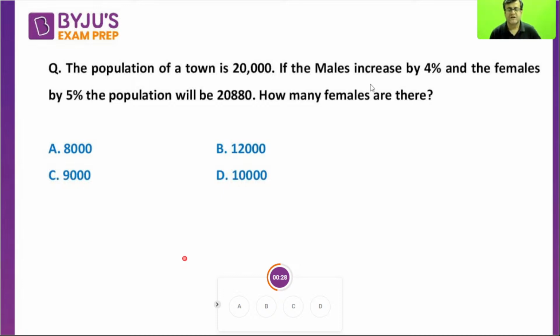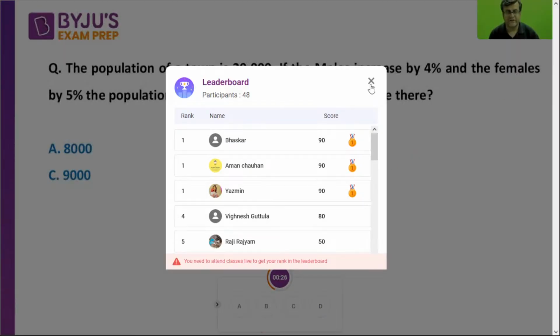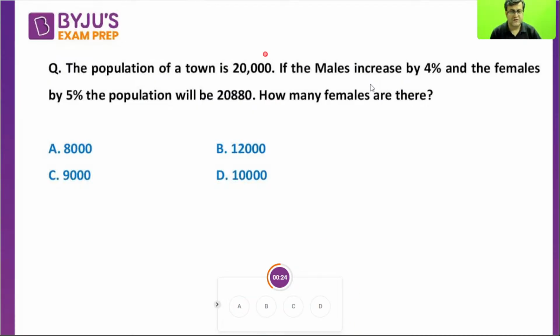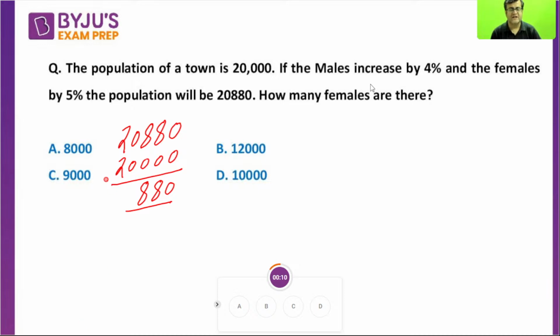A option is right, but maximum students have not given me the right answer. So concentrate. If a value was 20,000 and it becomes 20,880, so how much increase? Tell me. 20,000 was the value, became 20,880. Now, it was 20,000 before. So total increase 880. It was 20,000 before, now it means 880 is the increase.